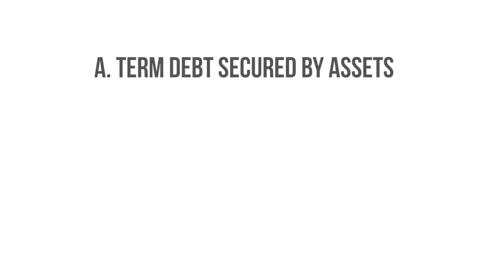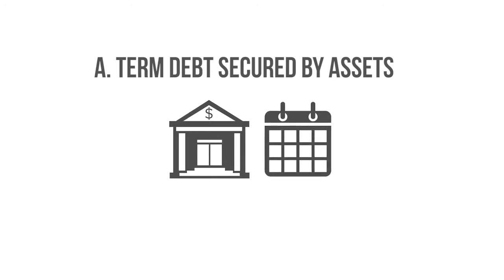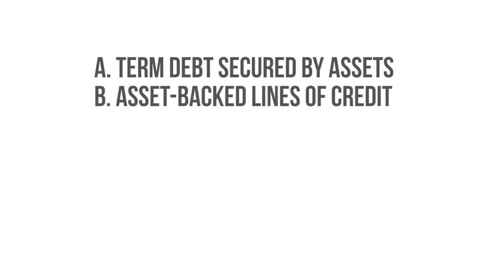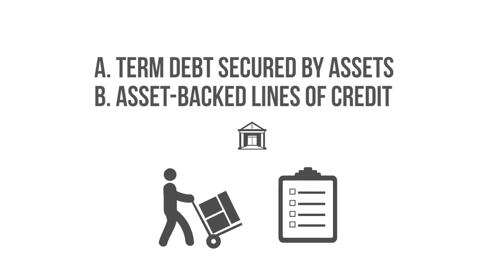You can get term debt secured by assets. This is debt mostly from banks and other finance companies having a scheduled repayment over time. Or asset-based lines of credit. These are credit lines, again, mostly from banks that are secured by inventory and accounts receivable.